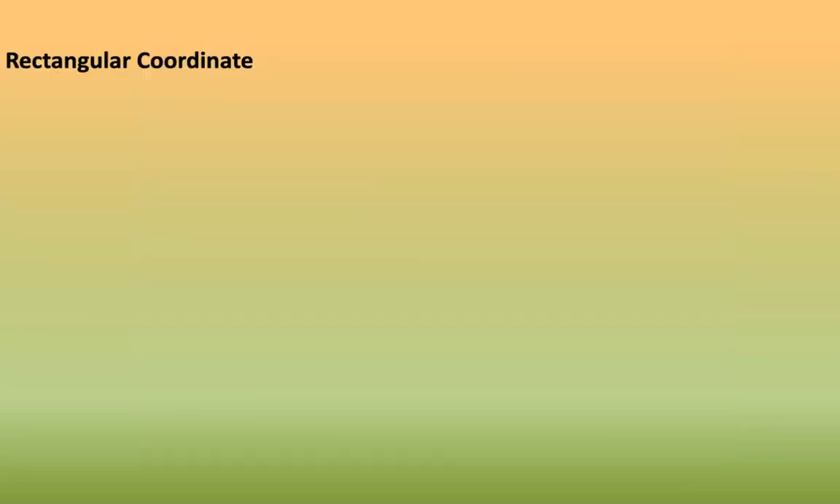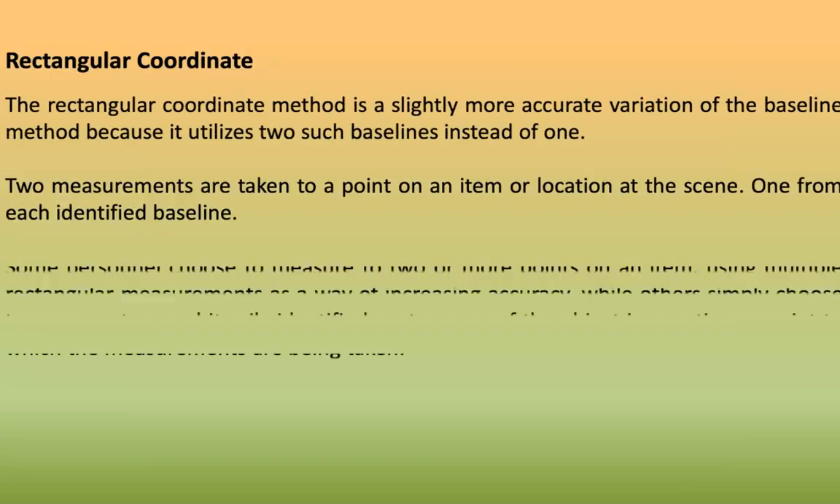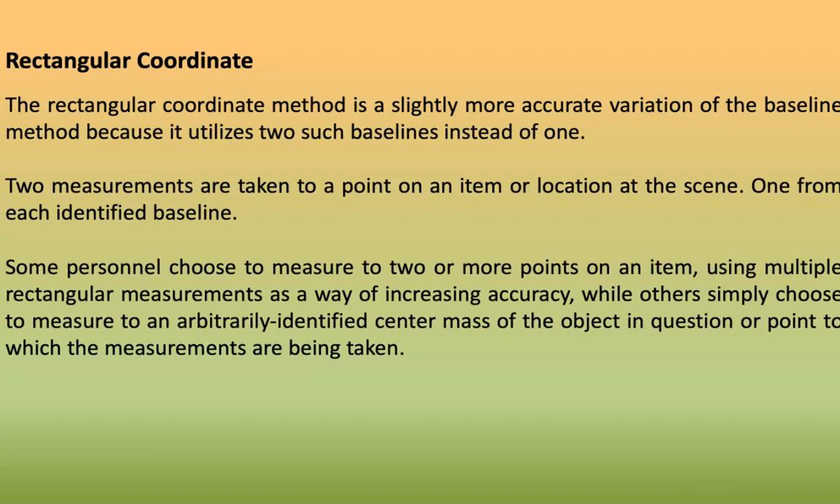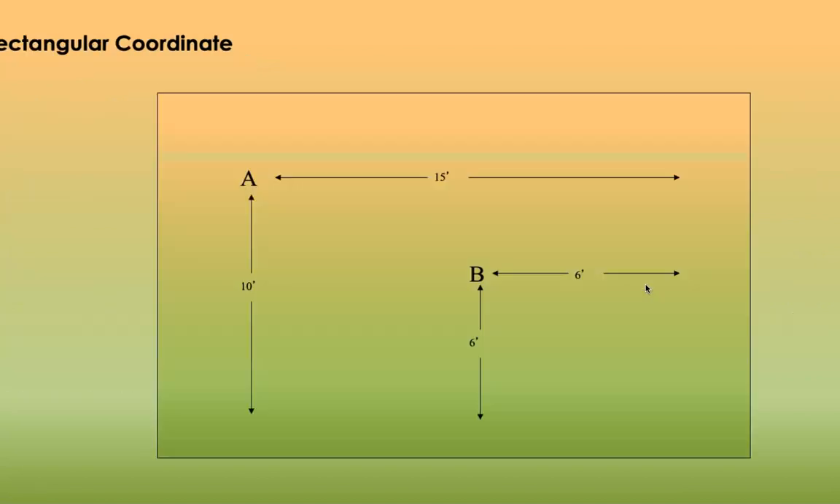Okay, so next comes the rectangular coordinate method. It is actually the combination of two baseline methods, perpendicular to each other. Let's take the example directly. So this is one of the baselines, this is the other baseline. Let's say A is an evidence. So we are going to take the measurement from two different points, one point and from the other point. It is more accurate than the baseline method. Okay, and this is evidence B.